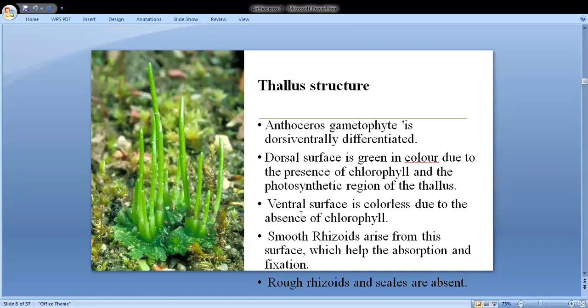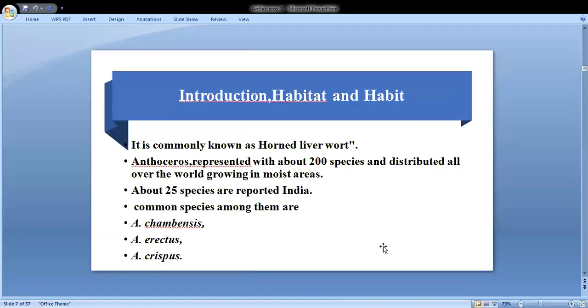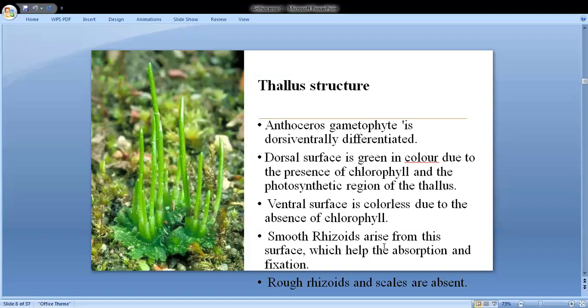Next, the ventral side. This ventral surface is colorless due to the absence of chlorophyll. Smooth rhizoids arise from this side, which help in absorption and fixation. Rough rhizoids and scales are absent in the Anthocerotopsida. Remember this, this is very important. Rough rhizoids and scales are present in Marchantia but absent in Anthoceros.